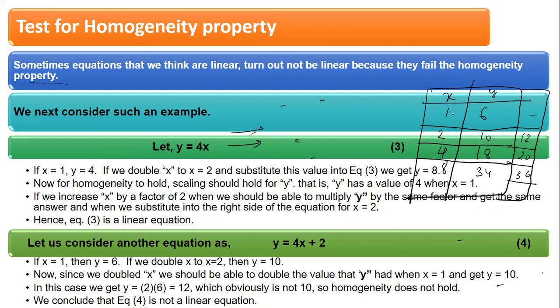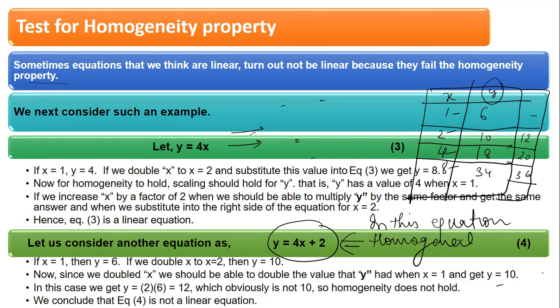So you can see here you are scaling x with a factor of 2, but y is not scaled with the same factor. So we will say that in this equation the homogeneity or scaling property is not true, right? So this is not a linear equation. It is not a linear equation.